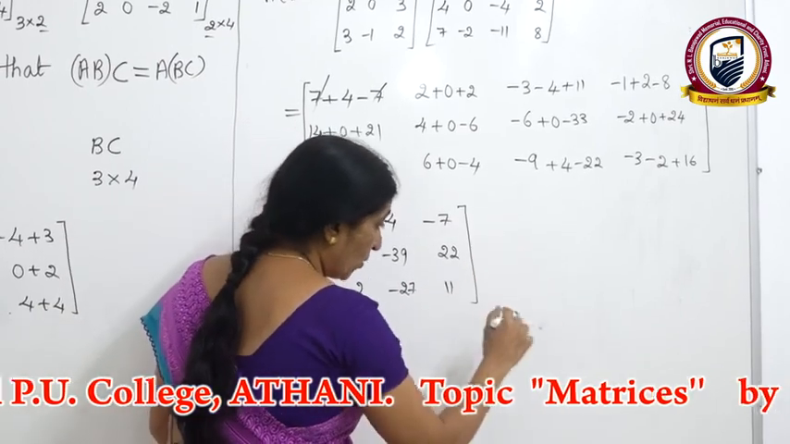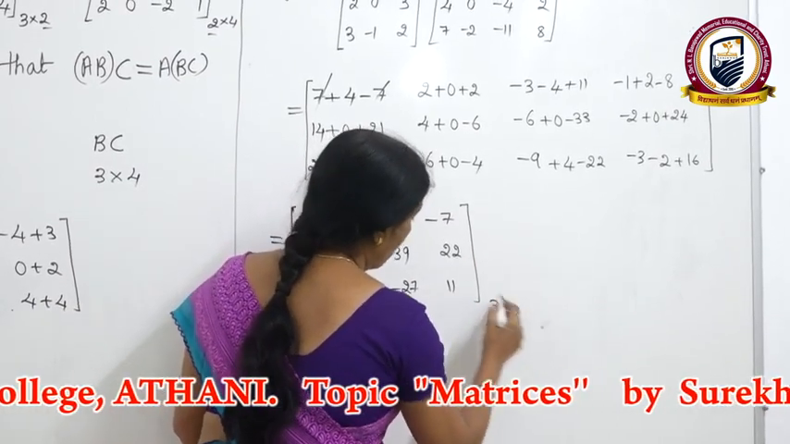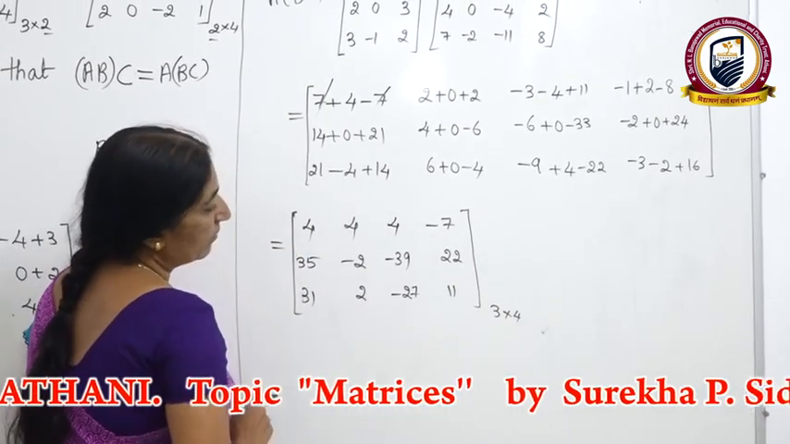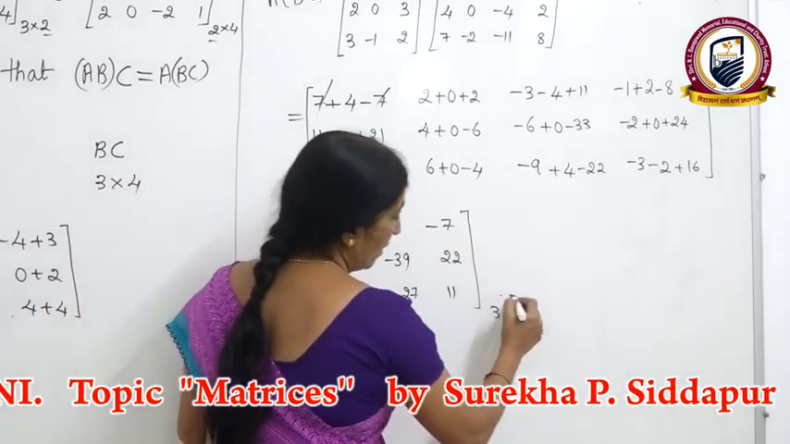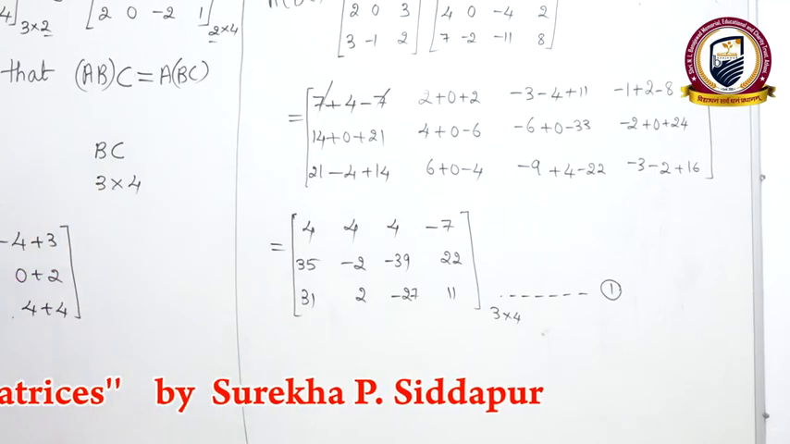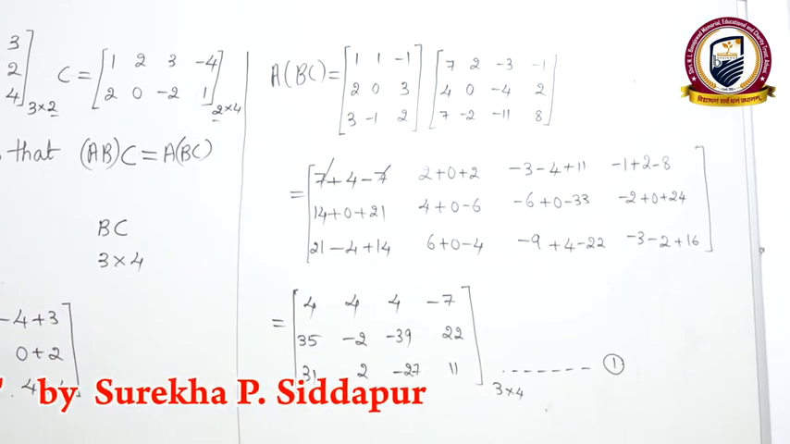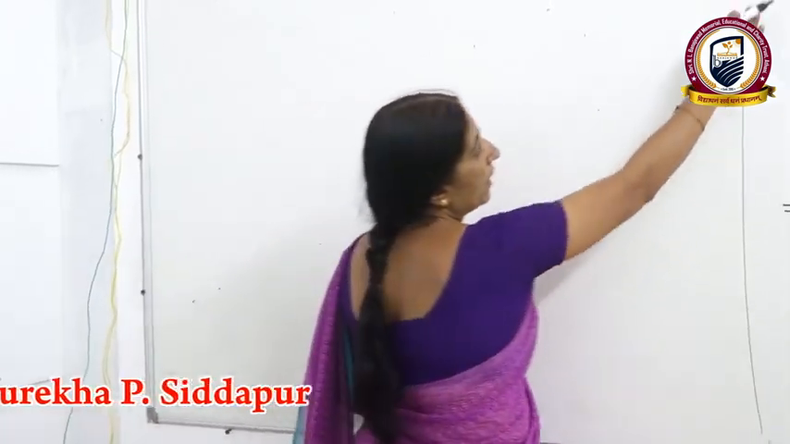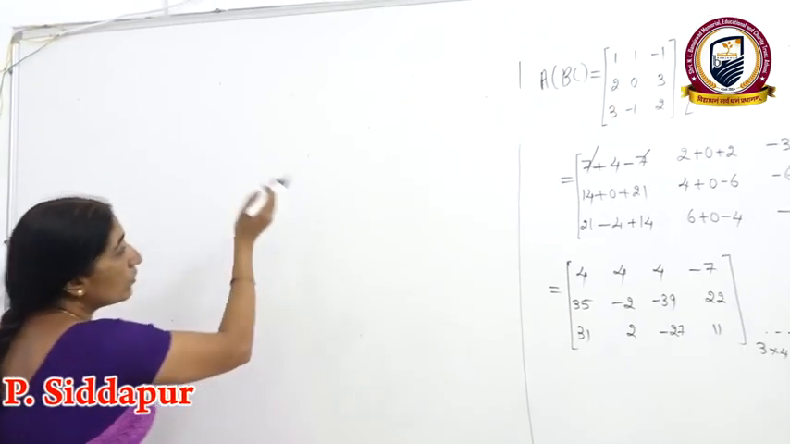And already you are familiar. You have to get the order 3 by 4. And here you got the order 3 by 4 and they are the different elements. Let us call this equation 1. Now we completed A in the bracket BC. Now I am giving you the next part.